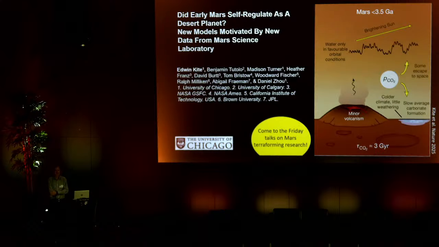And I'm Noé Lebec, a third-year PhD student, and I will be your chair for this next session. During this session, we will slowly move from the early Mars climate with Edwin Kite's presentation to more recent climate during the Amazonian. So the first speaker will be Edwin Kite, and he will answer the question of whether early Mars self-regulated as a desert planet.